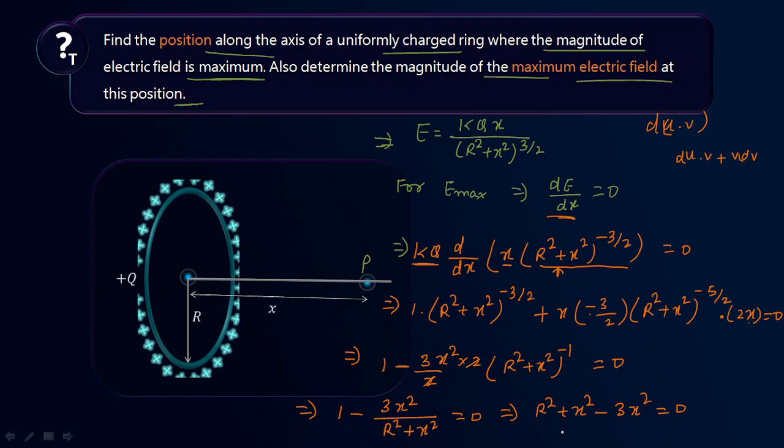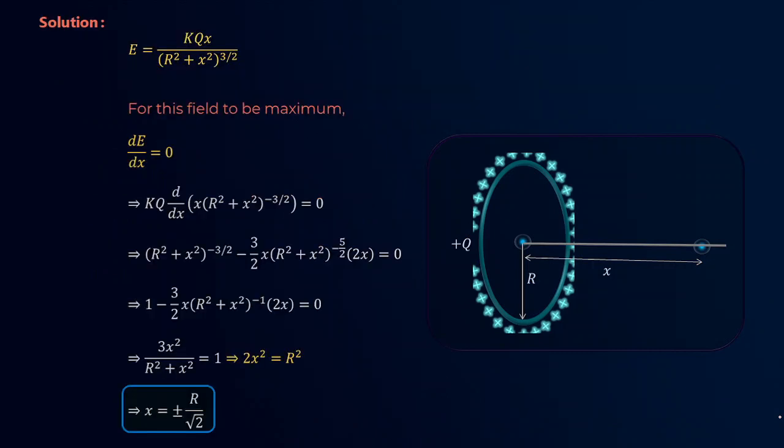So if you simplify, this will become how much? X will be equal to plus minus r by root 2. Yes or no? So x will be equal to plus minus r by root 2. This will be our final answer. So again, same thing what we have done. Do the differentiation and then simplify. So we have 2x square equals r square. So x will be equal to plus minus r by root 2.